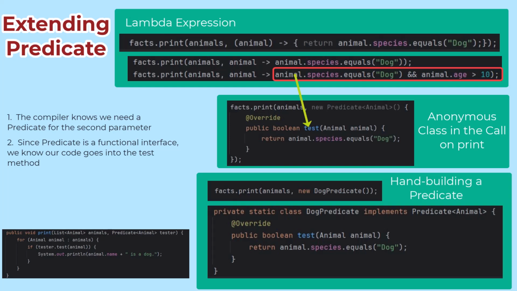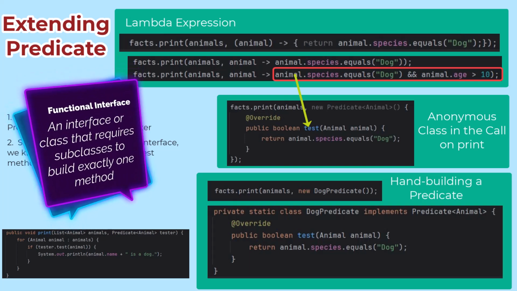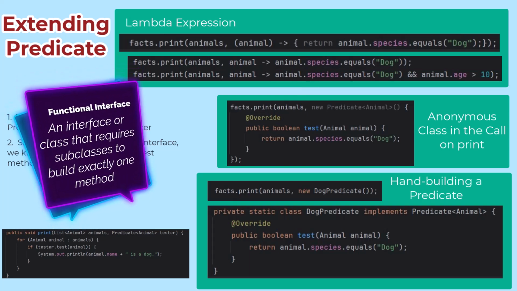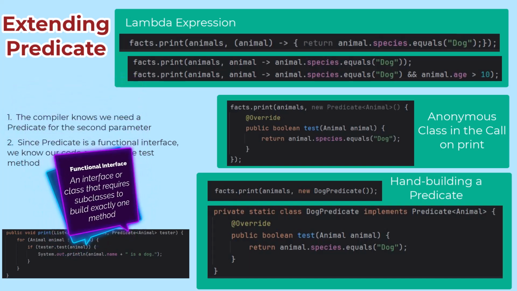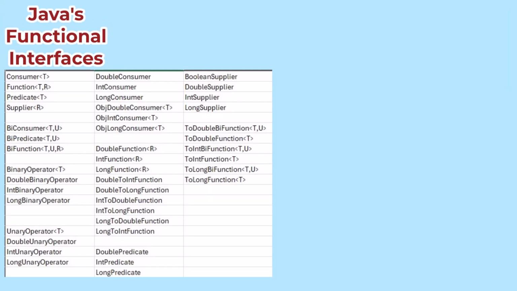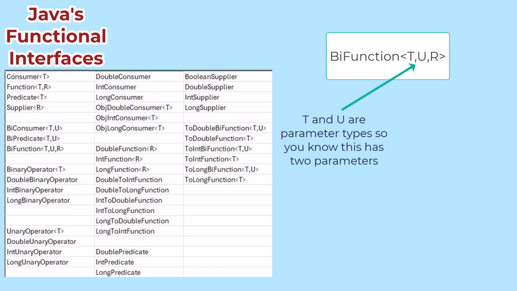We can only use the Lambda expression syntax with a functional interface, and that's an interface that requires only one method to be written. In addition to predicate, java.util.functions has a bunch of other functional interfaces. That list is long, but there are patterns here to make it make sense. First, the types in their generics are clues. T and U are always inputs, and R is always a return type.